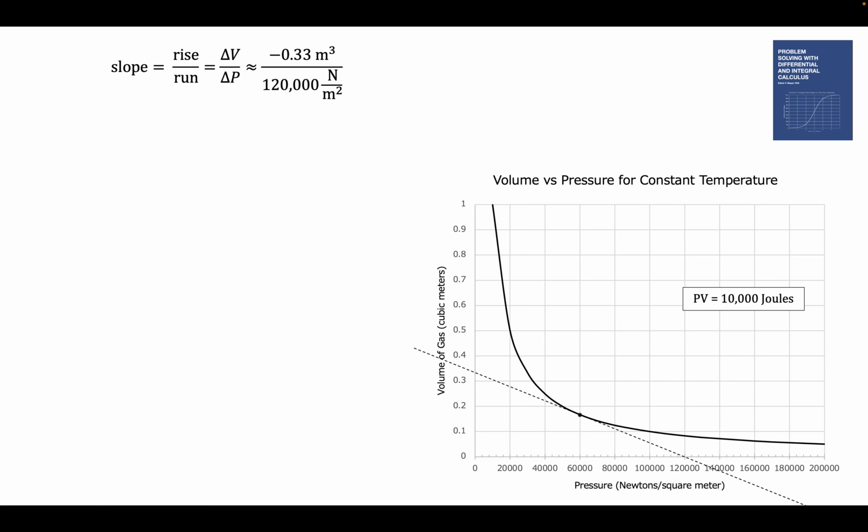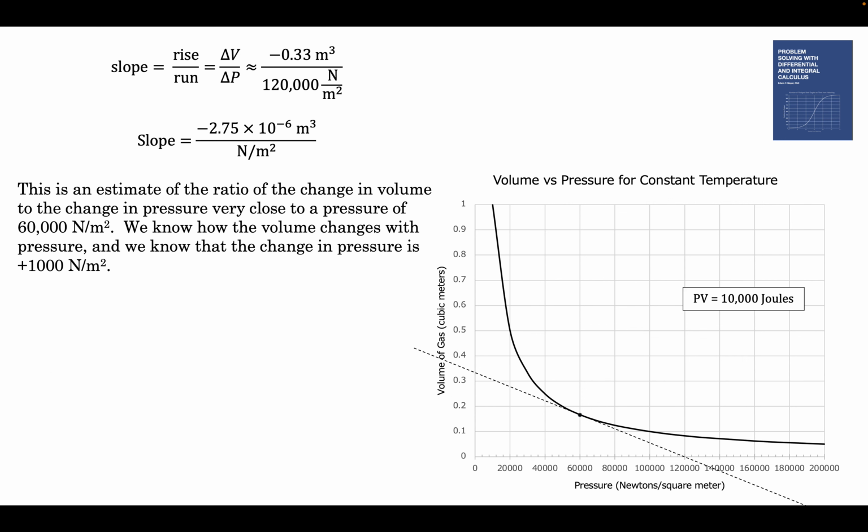Slope is the rise over the run. The rise, we're going to have to eyeball that. It looks like 0.33, that's my guess. Maybe a little bit higher, I don't know. If you look at the run, that looks like 120,000 newtons per square meter, so we can get the slope. It's negative, the line's going downward: minus 2.75 times 10 to the minus 6 cubic meters per newton per square meter.